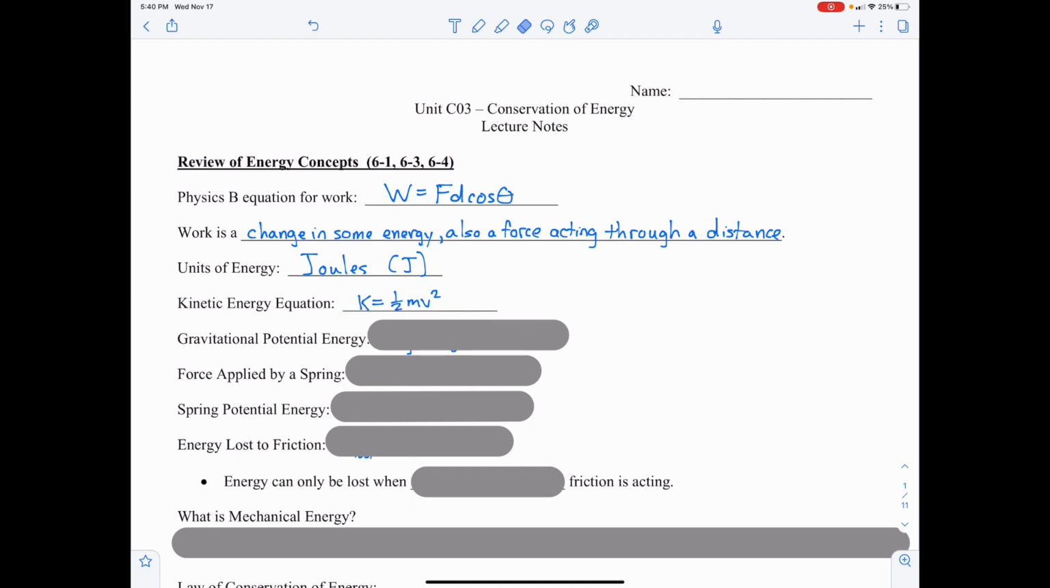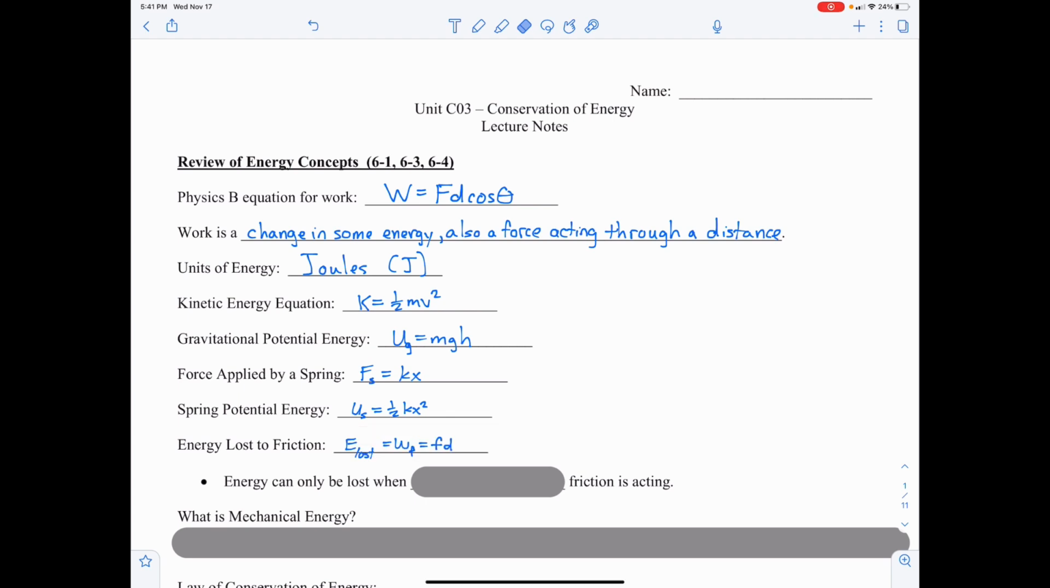The kinetic energy equation is 1/2 mv squared. The gravitational potential energy is U sub g equals m times g times h. Force applied by a spring is k, the spring constant, times x, the distance you stretch or compress the spring. The spring potential energy, U sub s, is equal to 1/2 times k times x squared.